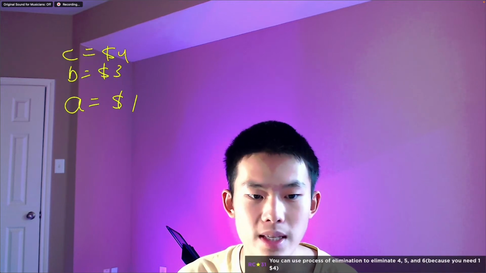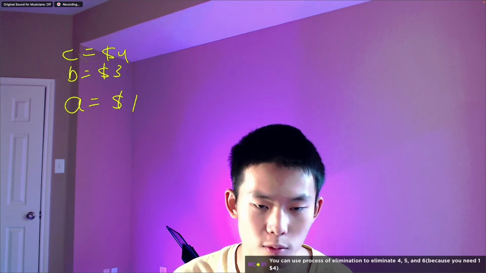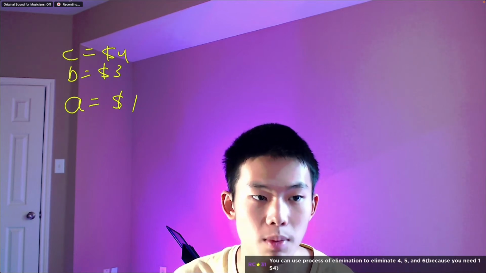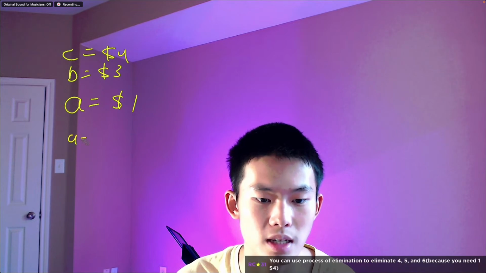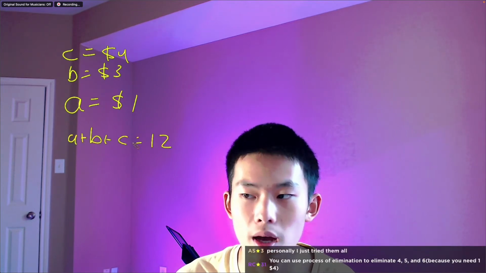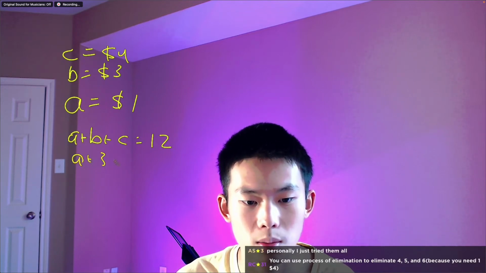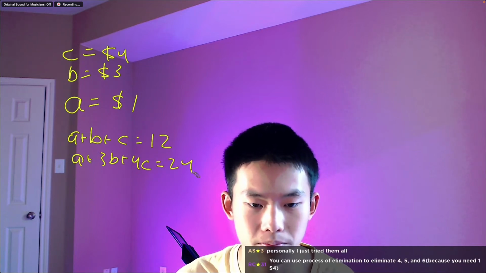Well, something that might make this problem a little bit easier is we can say that A equals the number of $1 socks he bought, B equals the number of $3 socks he bought, and C equals the number of $4 socks he bought. And now we can set up a system of equations, right? Because he bought a total of 12 pairs of socks. So A plus B plus C is going to equal 12. But also we know that the total cost is going to be $24. So A plus 3B plus 4C equals 24.